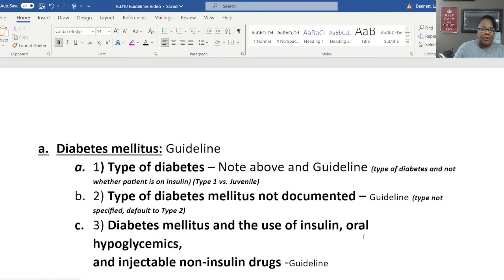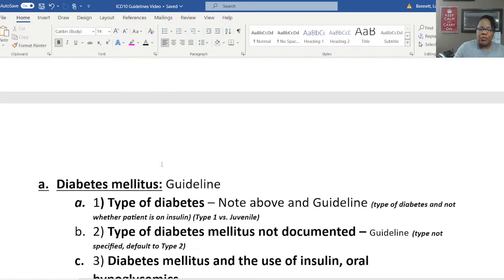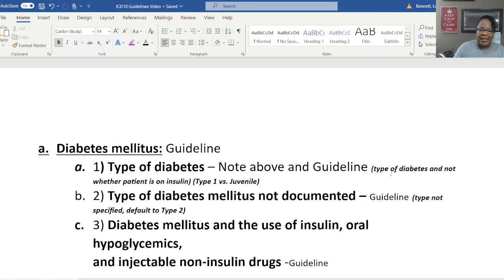All right, so that leads us to our first guideline under diabetes, A, types of diabetes. We're going to go to the guideline because remember up above I stated the different types of diabetes. So let's review what the guidelines say about the types of diabetes. And notice it says the type of diabetes and not whether the patient is on insulin. So let's look at the guideline on that.